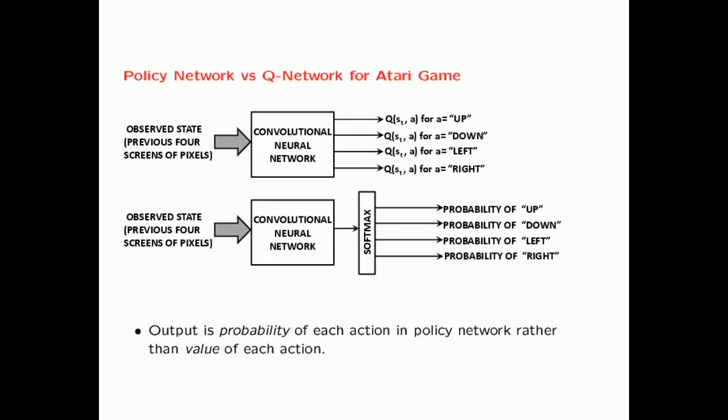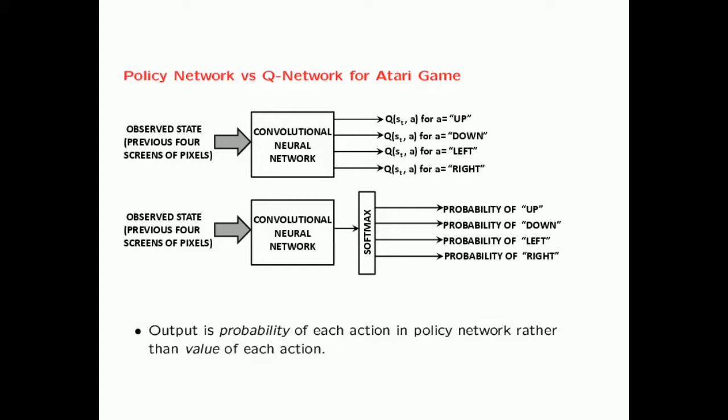So, let us take a quick look at the policy network versus the Q network for the Atari game. Now note that I had used the Atari game for the case of the value network, so it's easy enough to use the same example for the case of policy networks. On the top, I have shown the convolutional neural network, which is the Q network for the case of the Atari game. This is a network which I had already introduced in an earlier lecture.